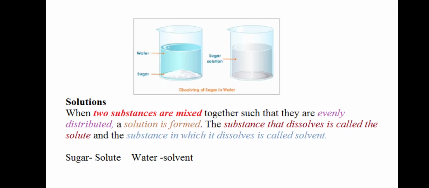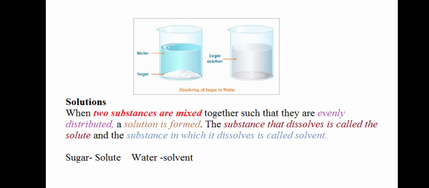When two substances are mixed together such that they're evenly distributed, once they're mixed, it's not like one thing is taking one part and the other thing is taking another part. No, they are completely mixed together and evenly distributed. Then a solution is formed. The substance that dissolves is called the solute, and the substance in which it dissolves is called the solvent.